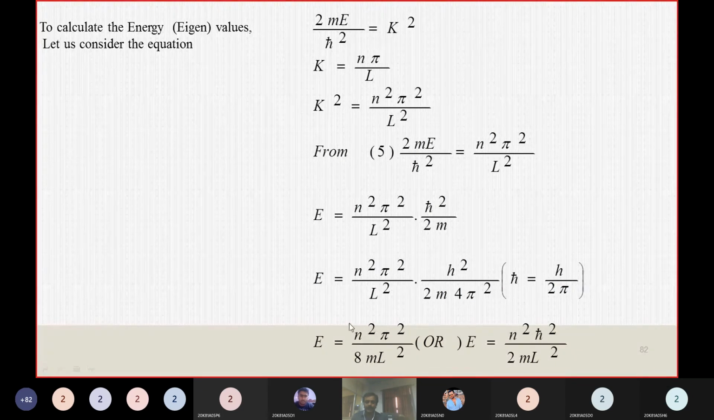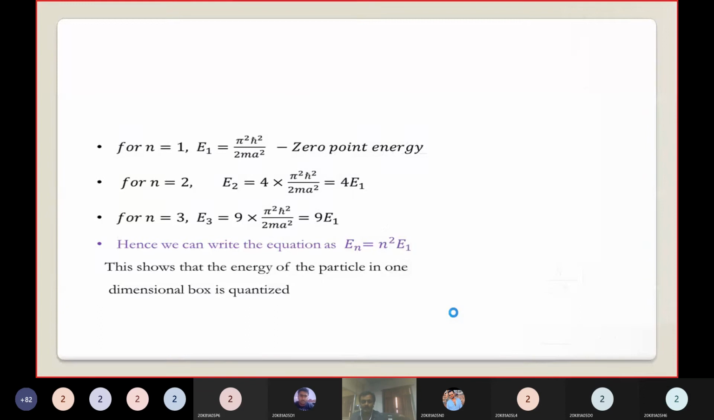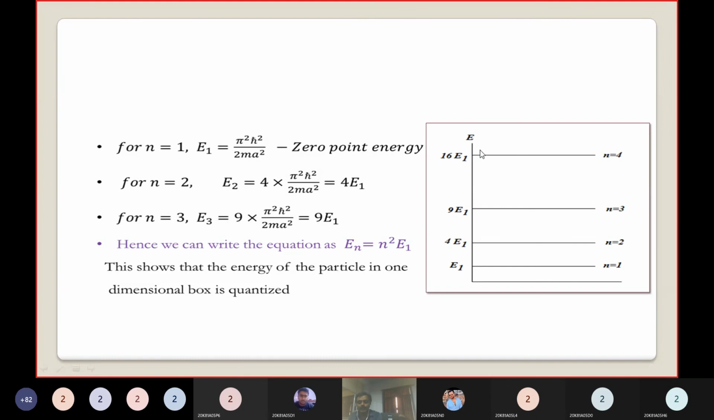If you equate that, we can get the energy value. Depending on the n value, there are many energy states. If n equal to 1, this is one energy state; n equal to 2, this is the next energy state. So there will be many energy values, and these energy values we can also call eigenvalues.